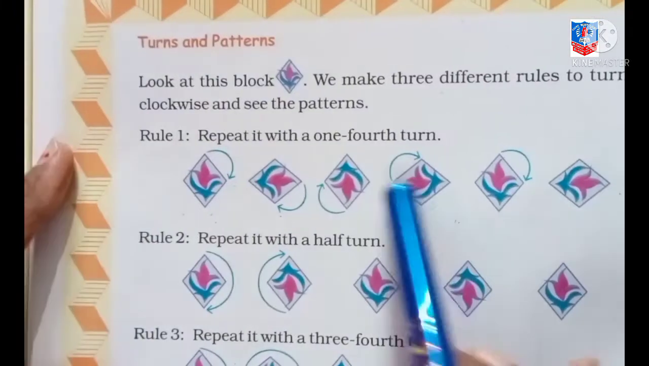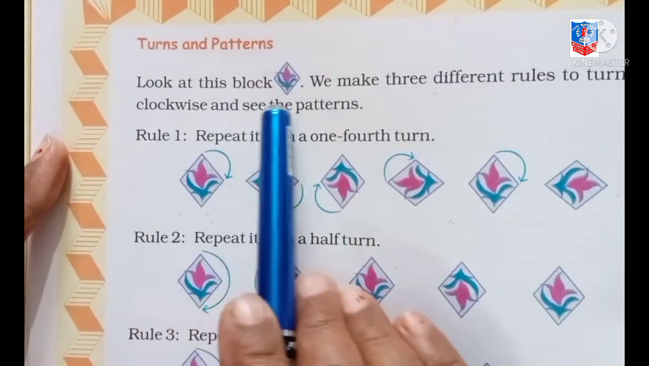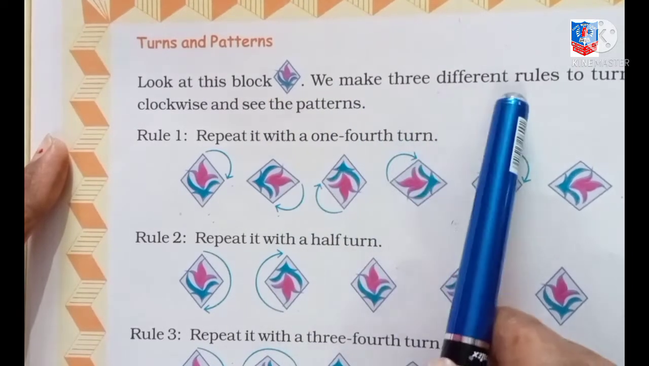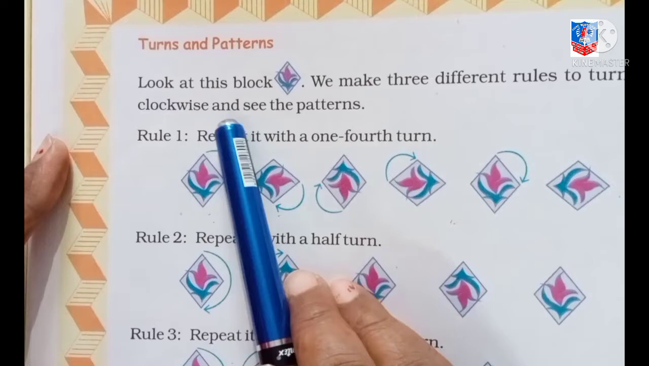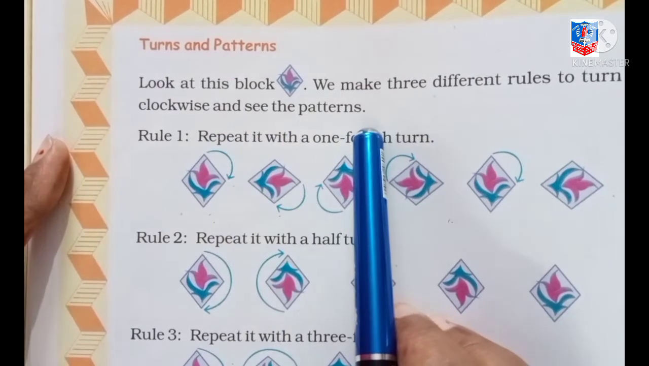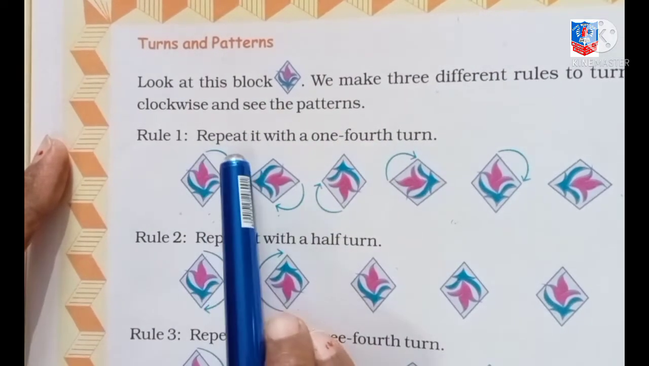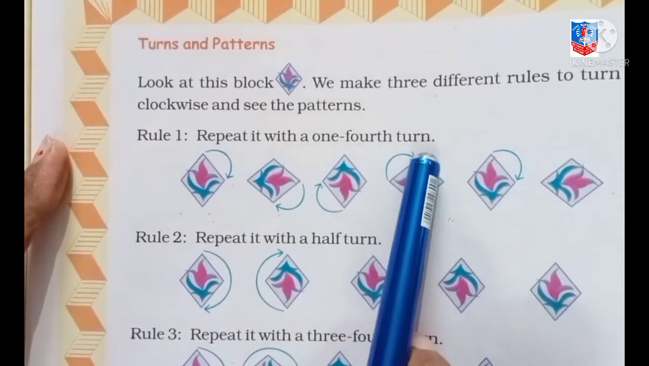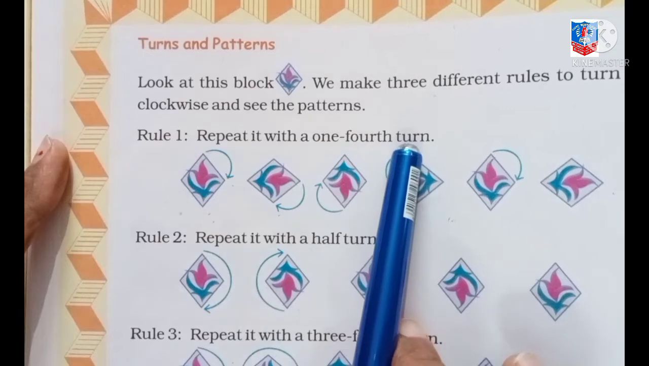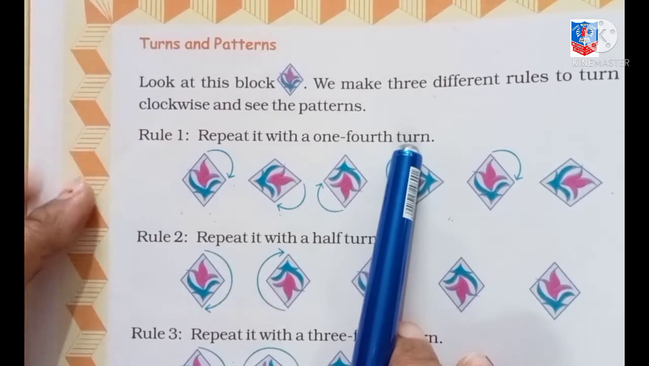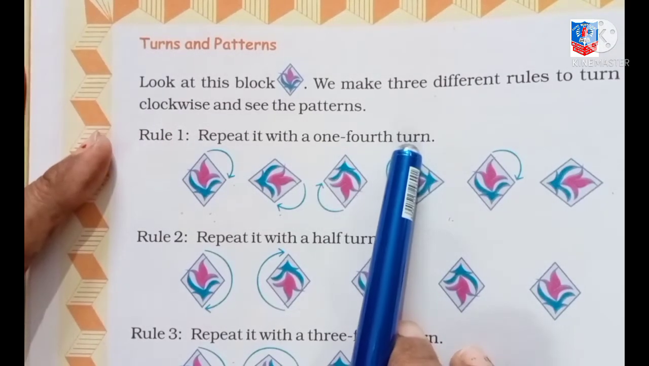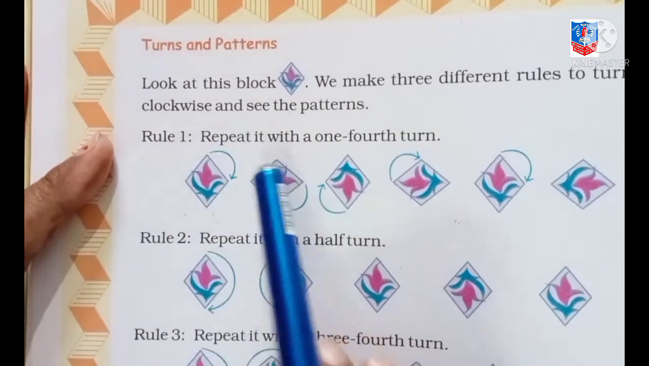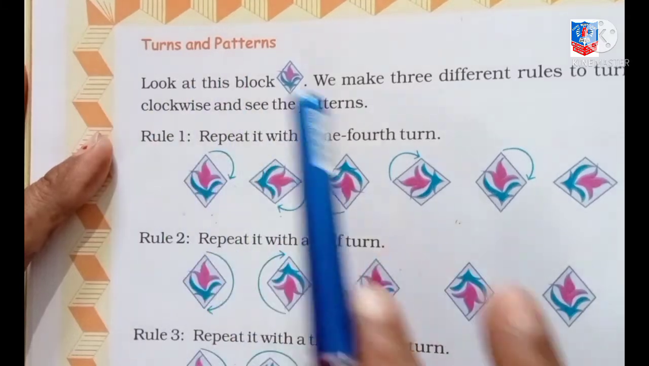Now, turns and patterns. Look at this block. Now see, this is a figure given. We make 3 different rules to turn it clockwise and see the patterns. The first rule is to repeat it with a 1/4 turn. I already taught you what a 1/4 turn is. And see here, it is given to turn it clockwise. Clockwise means we will turn this way.